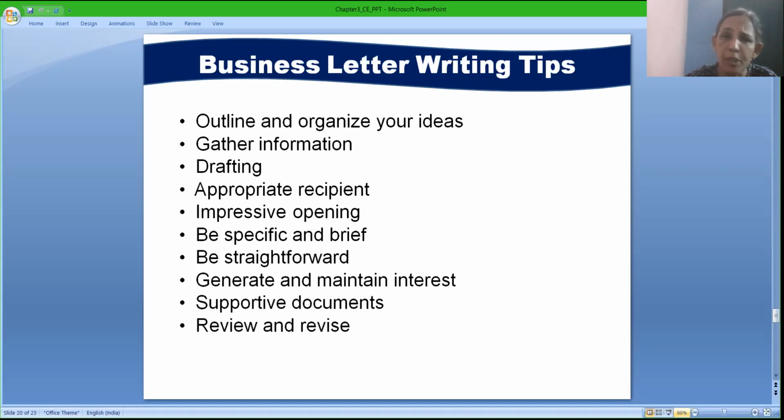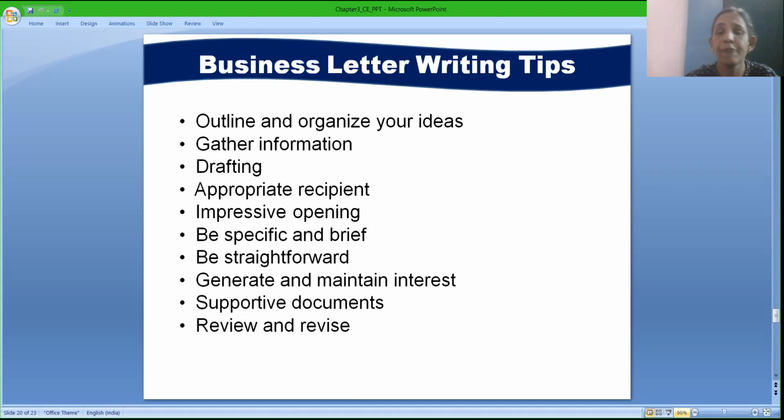After gathering information, then I need to draft. I have to start writing it. When I start writing it, I write it because I know what I want to convey. After drafting, I need to see whether the address to whom I want to deliver is with me in the right form or not.